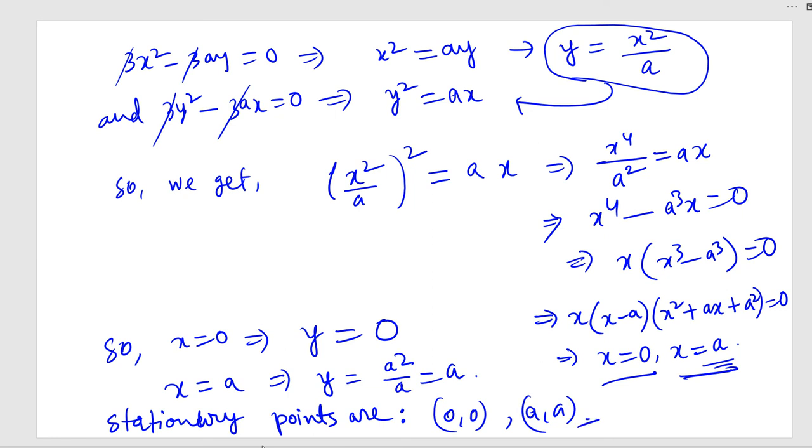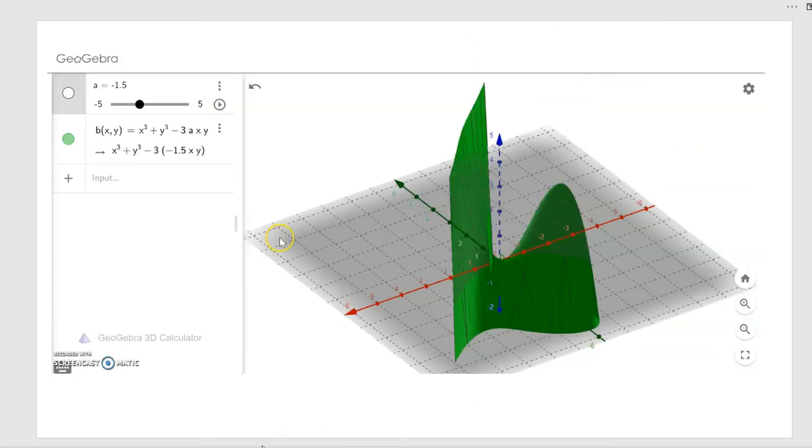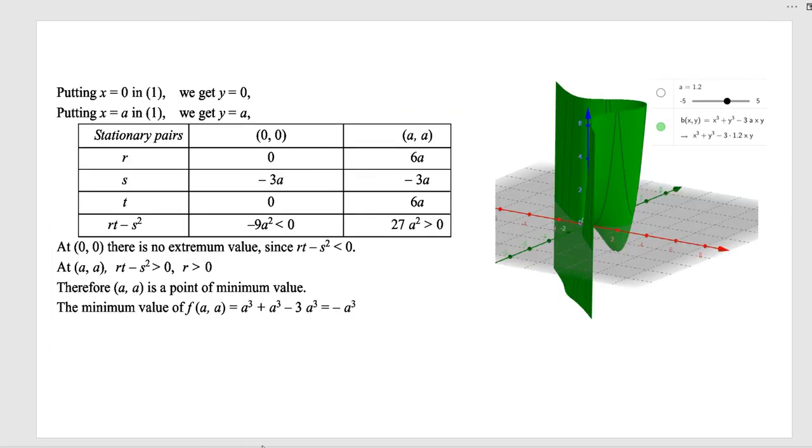Now we have to evaluate the Hessian matrix. So that Hessian matrix has fxx, that means R, and here it is S, S and T. The determinant is RT minus S squared.